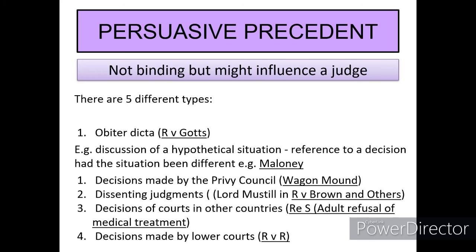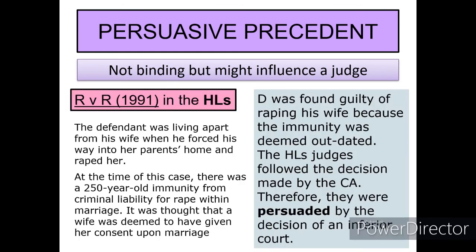Let's have a look at this case. So in R v R, 1991, we're talking about it when it went to the House of Lords. So it went to the highest court at the time in 1991. It's the marital rape case. So at the time, the defendant and the lady were living apart, but he forced himself into her parents' home and raped her. Now, at the time, it was believed that there was an immunity from prosecution, from criminal liability for a husband who rapes his wife.